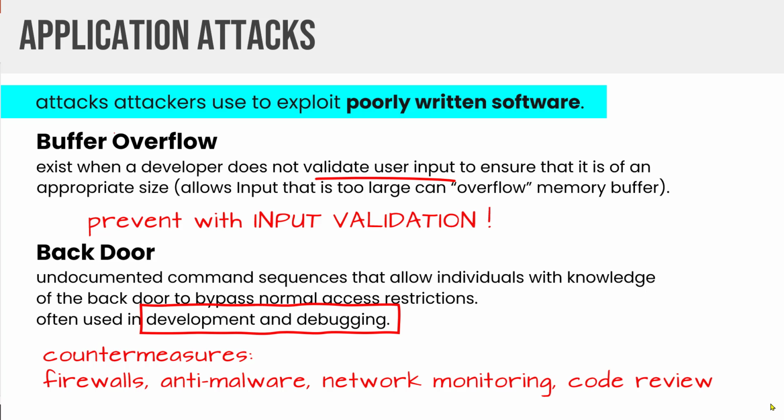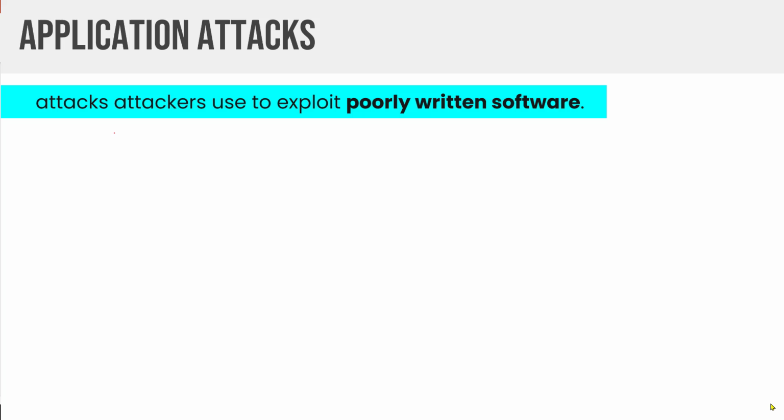So implementing firewalls or anti-malware, network monitoring, just a good peer code review can spot a remaining backdoor in a system. So all of those could be effective.